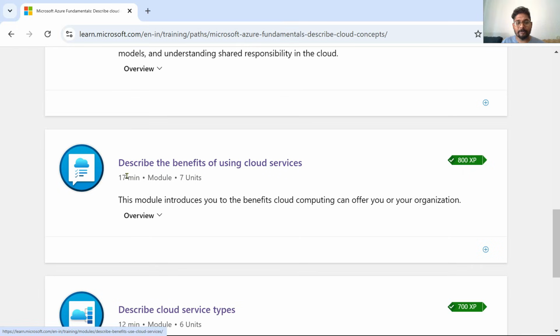Now the next topic that we are going to start, describe the benefits of using cloud services.